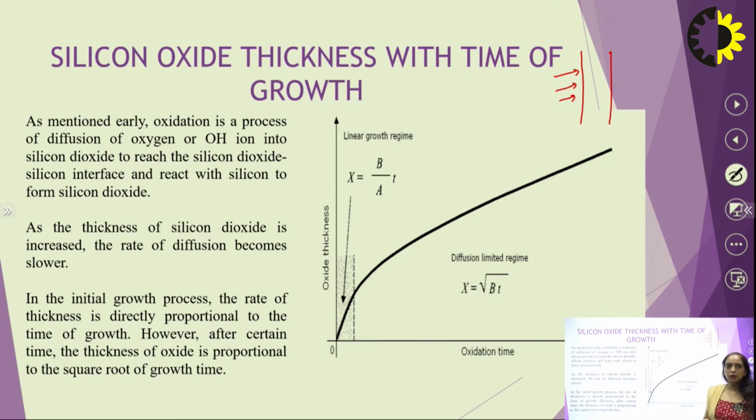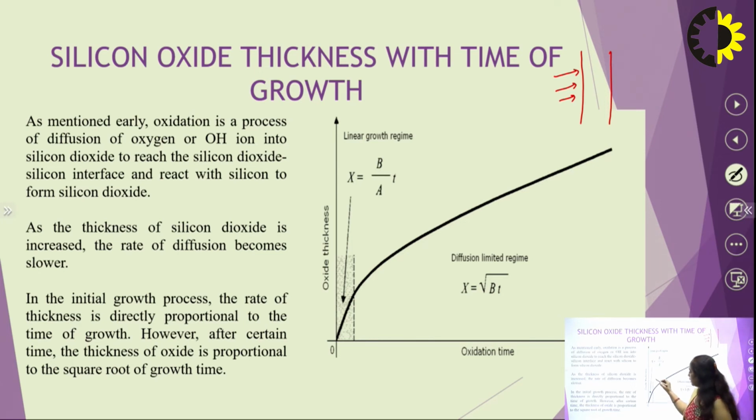So in the initial growth process, the oxide thickness is directly proportional to the time of growth. We have seen this in the previous slides. However, after a certain point of time, the thickness of oxide is proportional to the square root of the growth time, that is your parabolic growth.